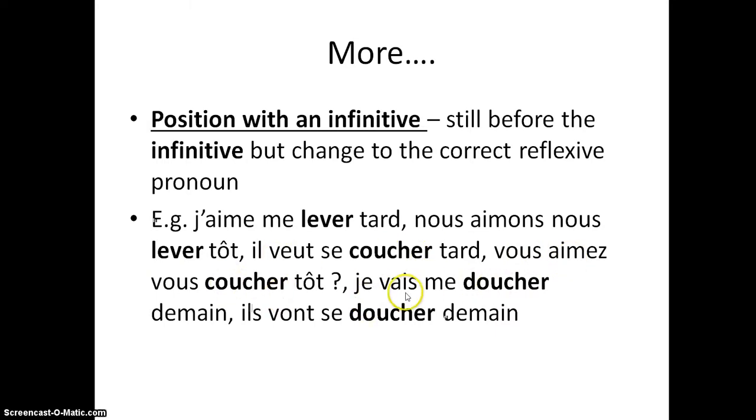Now this one we're using the future tense this time, the near future. Je vais me doucher demain. I'm going to have a shower tomorrow. Doucher is our verb in the infinitive. The se has changed to me because it's the I form of the verb. So I'm going to have a shower tomorrow. And then I'll just give you another example. Ils vont se doucher demain. The se stays the same. Here's our infinitive. The se is to go with the ils, the they. They are going to have a shower tomorrow.